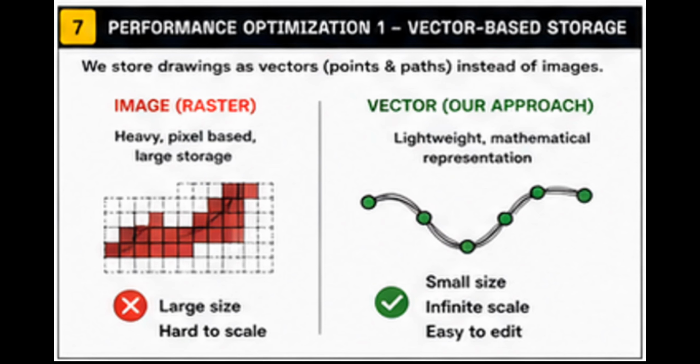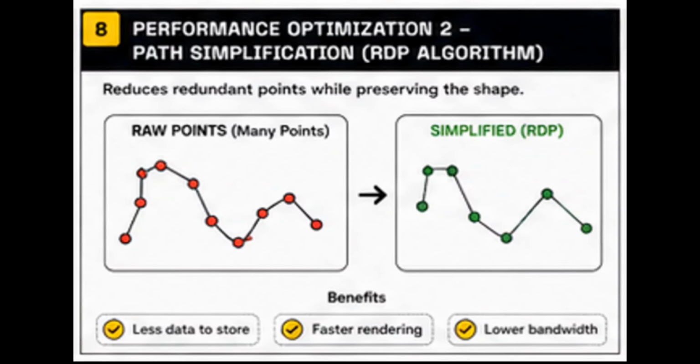The second optimization is the use of path simplification algorithms, such as the Ramer-Douglas-Peucker algorithm. When a user draws a stroke, many points are captured, some of which may be redundant, and this algorithm removes unnecessary points while preserving the overall shape, resulting in more efficient data storage and faster rendering.